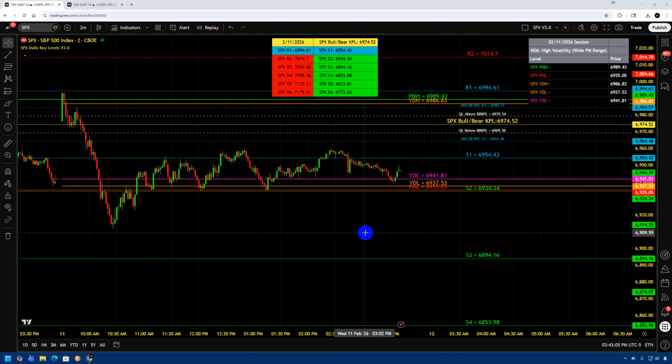Time-based expectations. Understand when the market is likely to consolidate versus trend. Know whether to expect early direction or late session breakouts, so you can manage your time more effectively by knowing when the highest probability setups will occur in the particular market scenario that we're in for today's session.